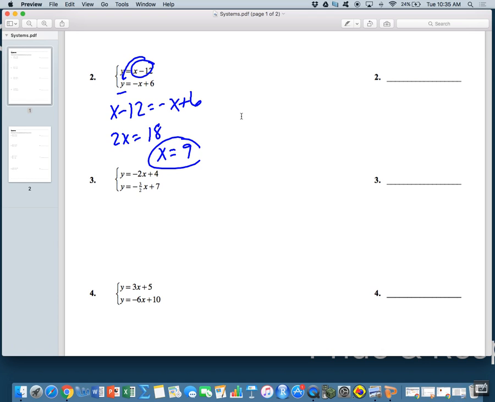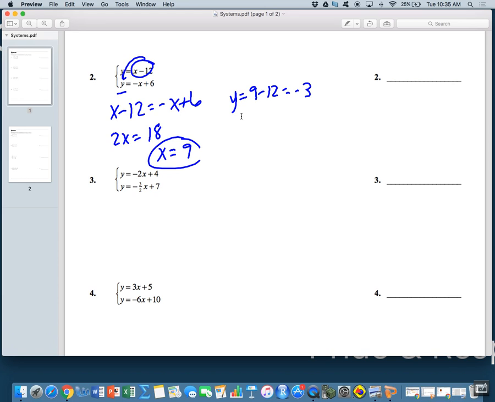Alex, would you like to use the first equation or the second equation? I usually do first. Okay, so y equals 9 minus 12, which is negative 3. Wait, didn't it say negative x? No, it's x minus 12. Isn't it positive x minus 12? Yes. Oh, no, I looked at the bottom.